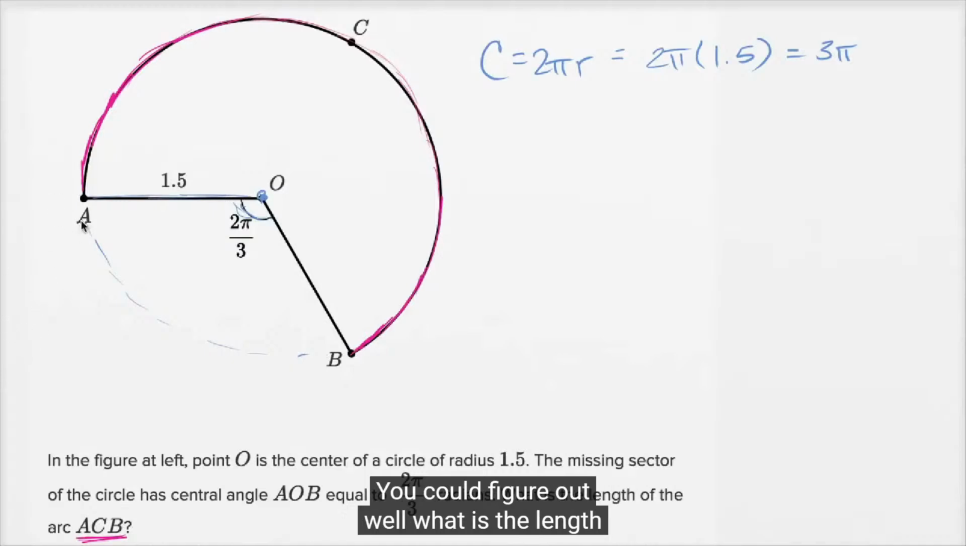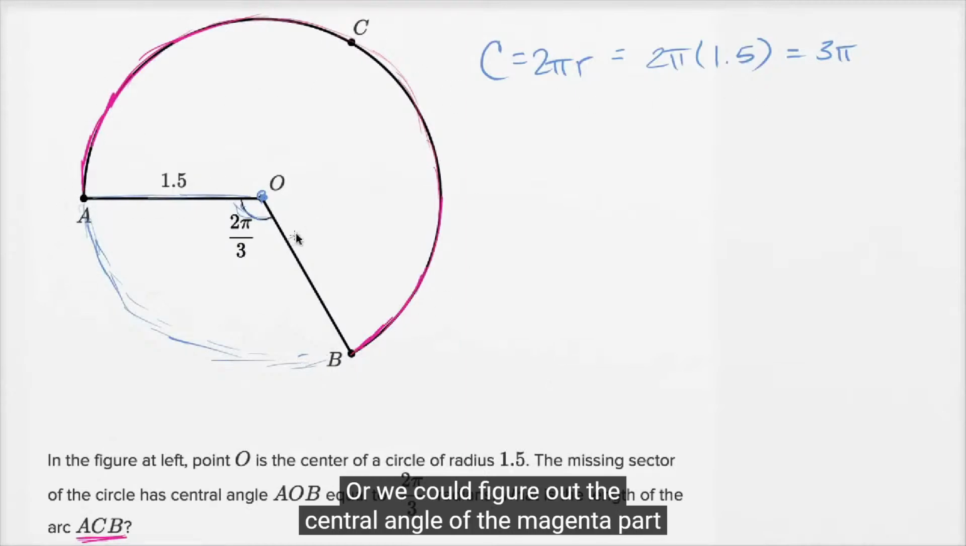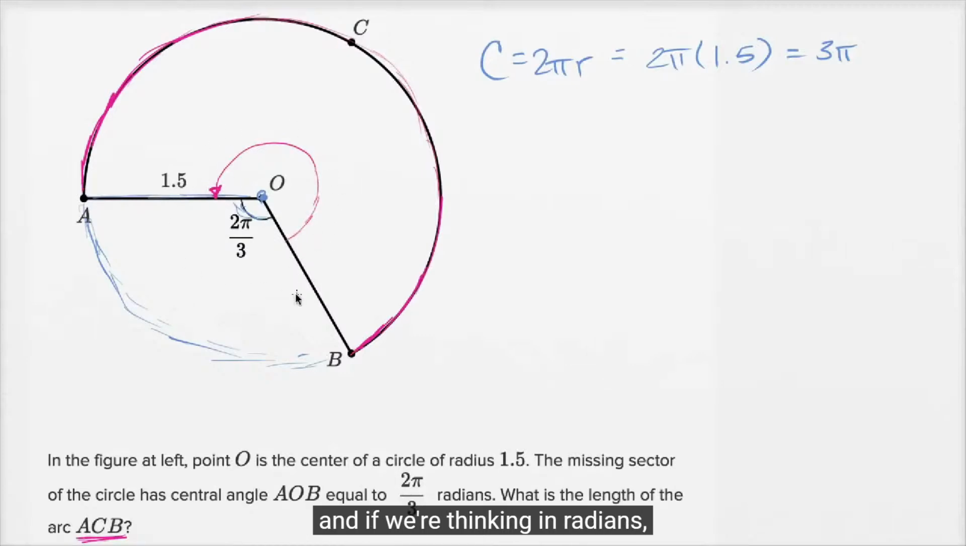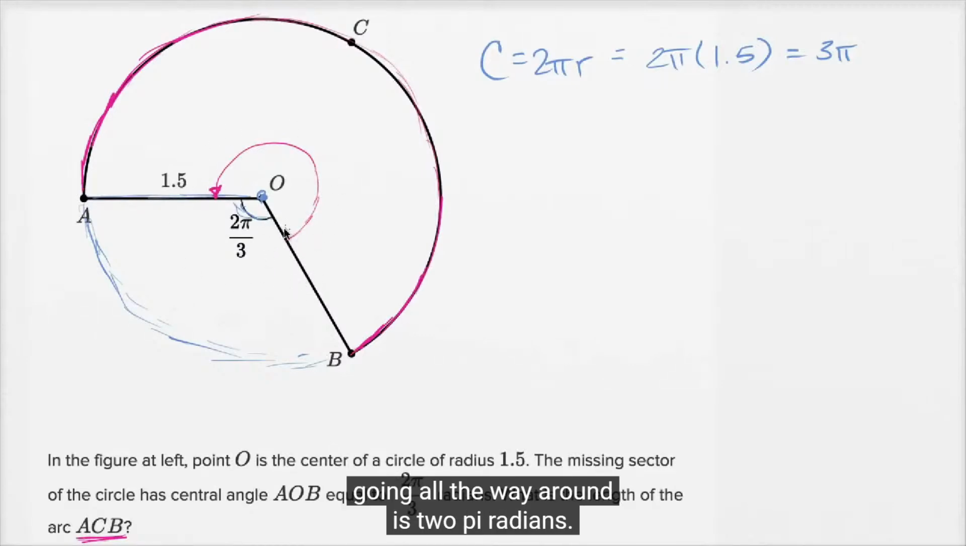Now there's a couple of ways you could do it. You could figure out the length of this arc right over here, and then subtract that from the circumference, and then you'd be left with the magenta part. Or we could figure out the central angle of the magenta part. We could figure out this angle and think about what fraction that is if we were to go all the way around. And if we're thinking in radians, going all the way around is 2 pi radians. So what fraction is this angle of 2 pi? And that's going to be the same fraction that this arc length is of the entire circumference.